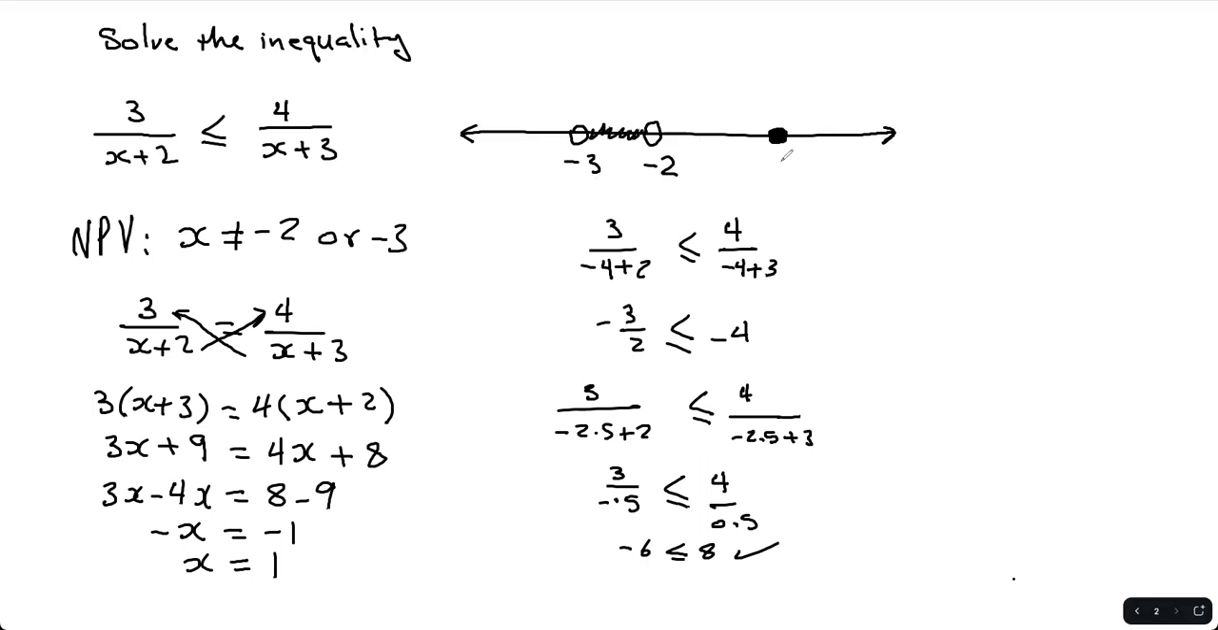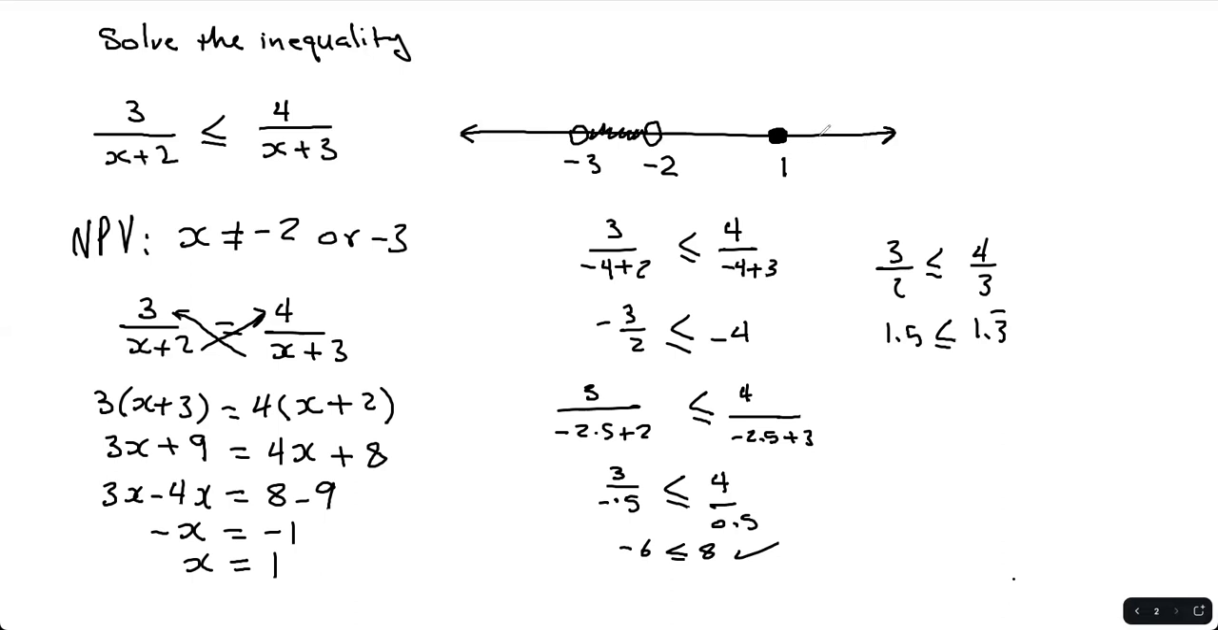Okay, now let's take, that's a 1. So let's take a number in here. The best number to take is 0 here, because with 0, you could just ignore the x and go 3 over 2 is less than or equal to 4 over 3. You know 3 over 2 is 1.5, and 4 over 3 is 1.3 repeating. So 1.5 definitely is not less than 1.3 repeating, so you don't shade here.